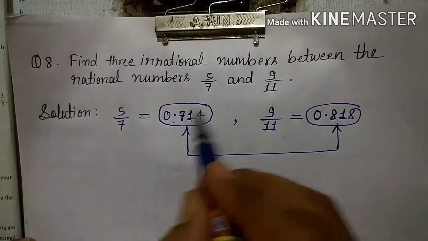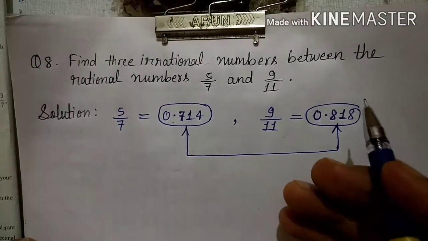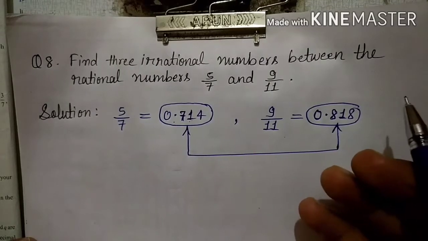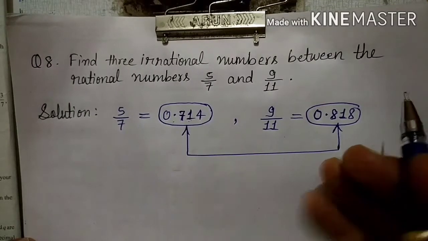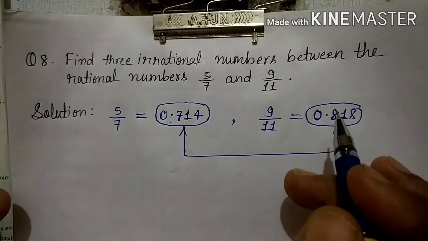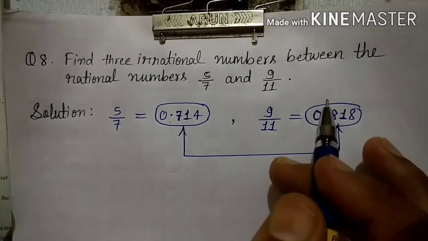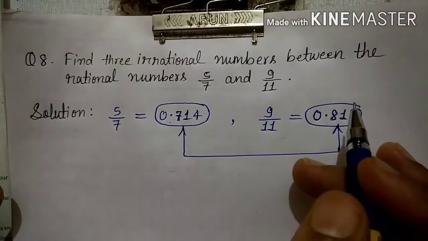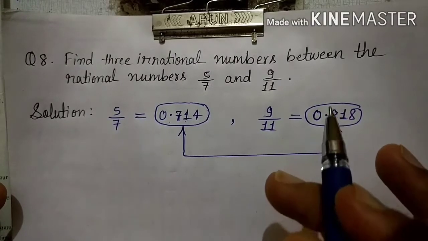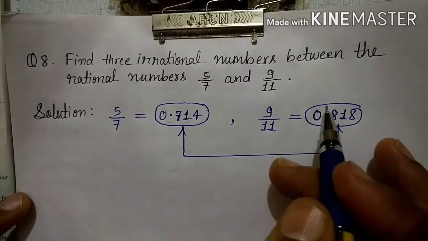What other numbers are coming between them? 72, 73, 74, 75, 76, 77, 78, 79 and so on. But we have to find what? Irrational numbers. It means those numbers which are not rational. It means they should be non-terminating and non-recurring decimals.